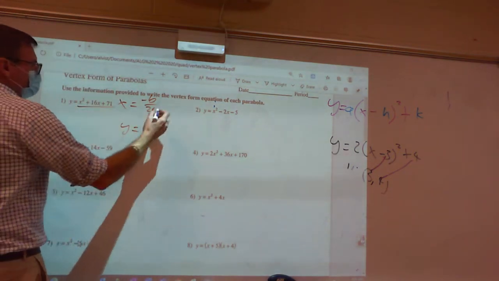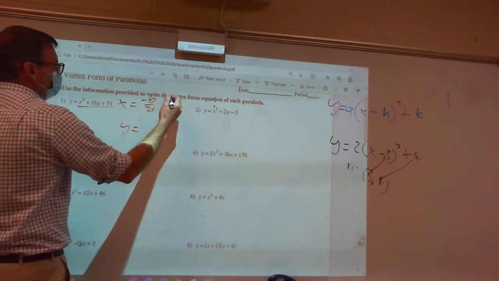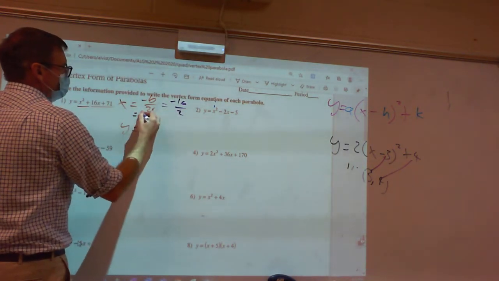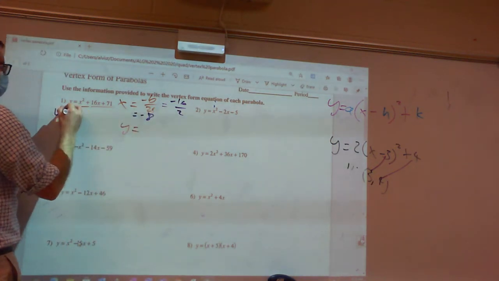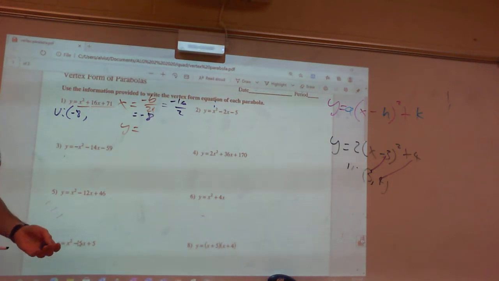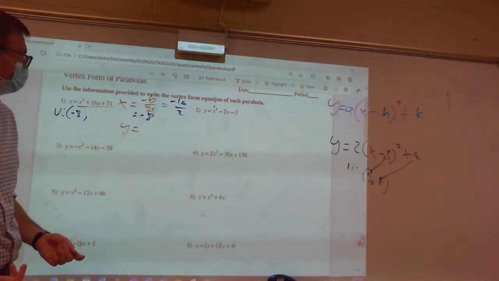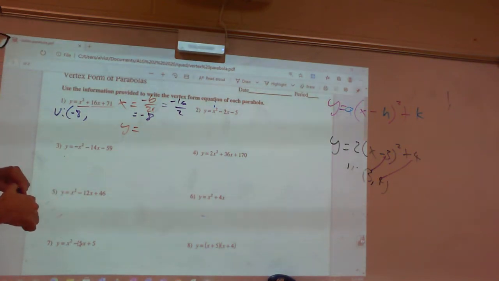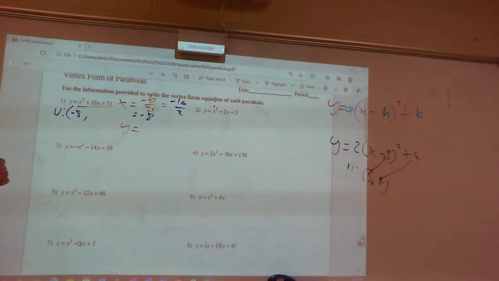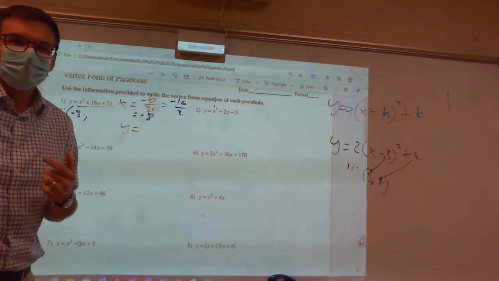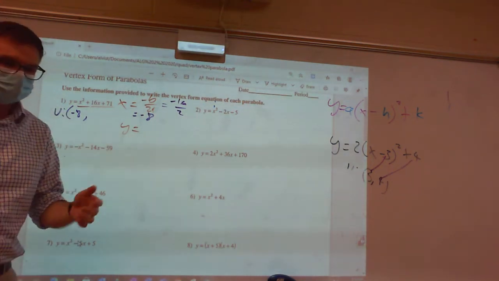So let's see. Negative b, so negative 16 over 2, and so my x part is going to equal negative 8. So now I know my vertex is going to be (negative 8, comma). Now I have to find the y part. So find the y part. 16 times 8 is 128, if you're curious.